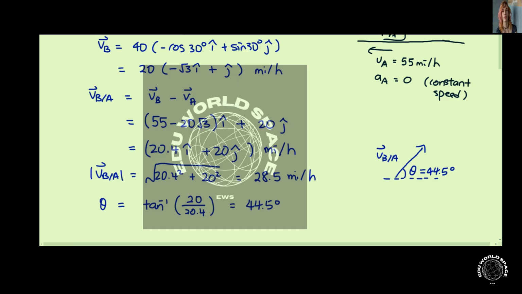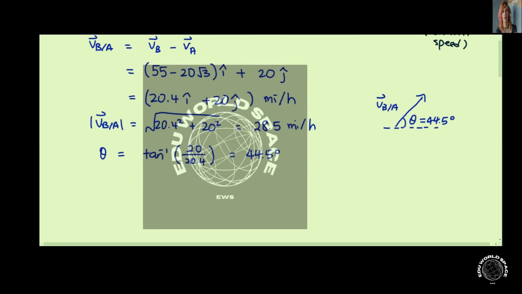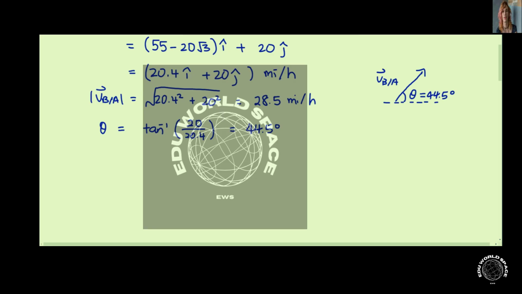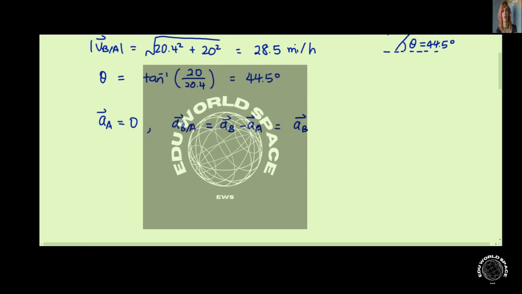Next we do the acceleration part. Since car A is moving at constant speed, the acceleration of A is 0. So the acceleration of B relative to A, by definition a_B minus a_A, will just be the acceleration of car B. So we need to find the acceleration of car B.